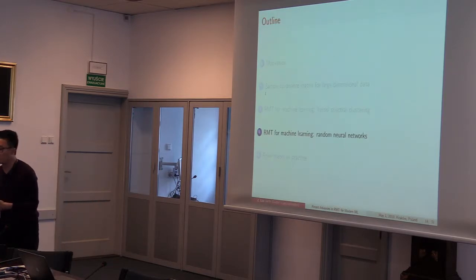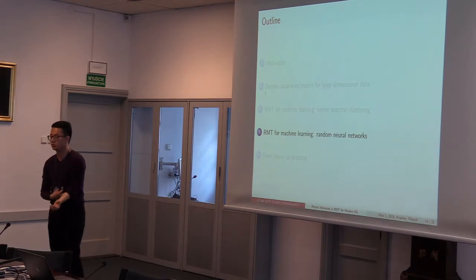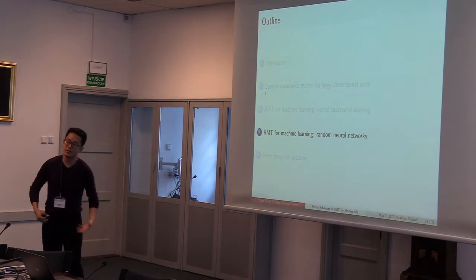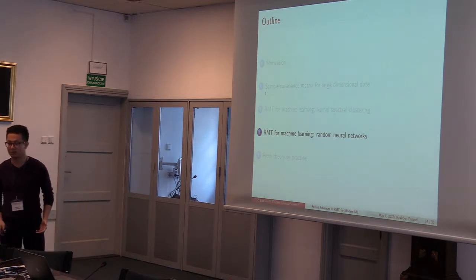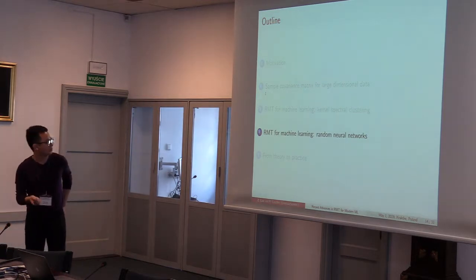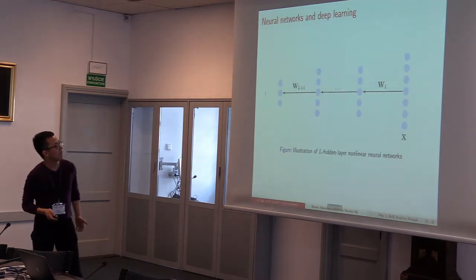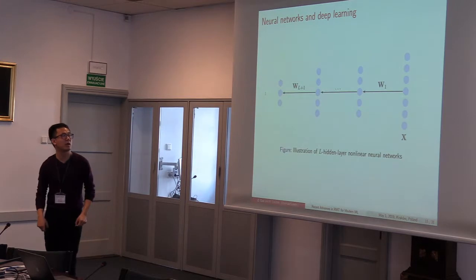And I'm going to move forward. So we have been talking about kernel spectrum clustering. And indeed, we observe kind of the same thing for random neural networks. So maybe Luca this afternoon is going to tell us some more details, but let us see what happens already for neural networks and deep learning.